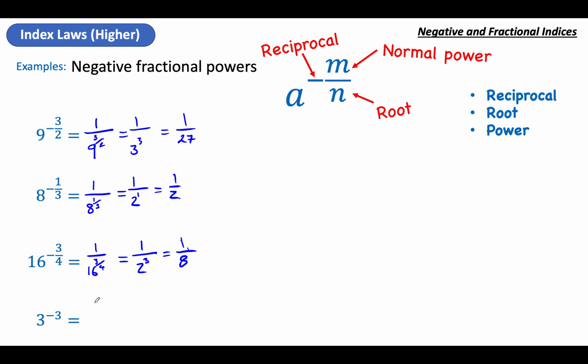Right, we've got a negative, so we'll push it down. We'll deal with the negative first, so my power is now positive. Right, so that's reciprocal. There's no root here, there's no fraction. So I don't need to do the root, I go straight to the power. So 1 over 3 cubed is 27. Okay? So deal with the reciprocal, deal with the root, deal with the power.